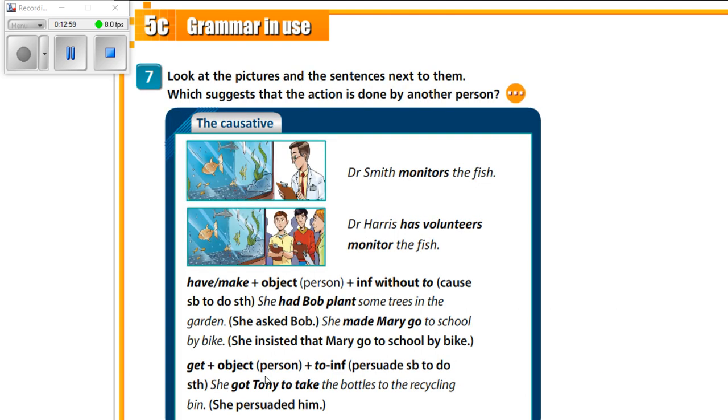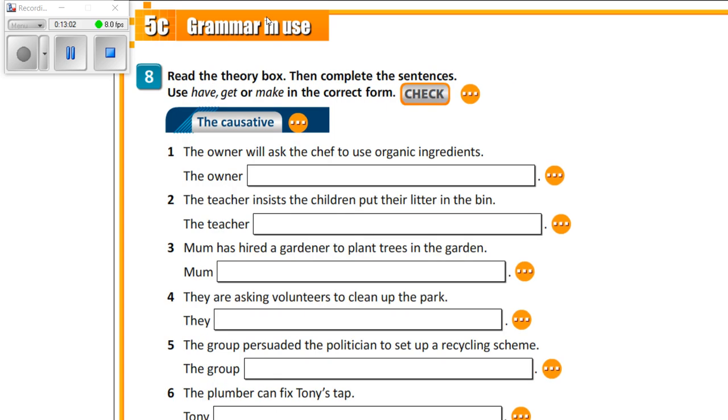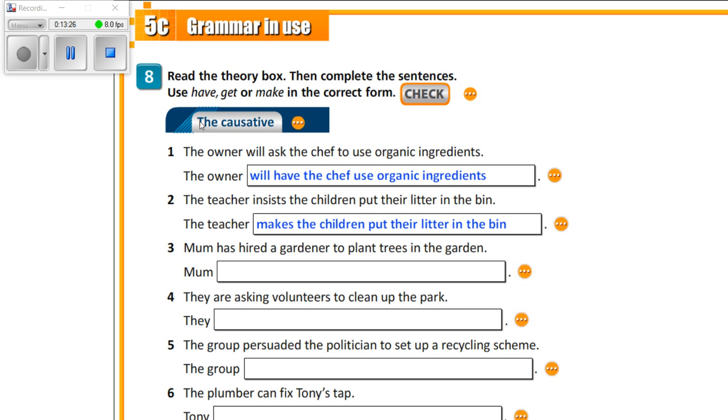Okay, to be clear for you, we go for an exercise for this one. We have to put have, get, or make in the correct form. The owner will ask the chef to use organic ingredients. The owner will have the chef use organic ingredients. The teacher insists that children put the letter in the bin, so it will be the teacher makes the children put their letter in the bin, because here we have "insist". Mom has hired a gardener to plant trees in the garden, so Mom has had a gardener plant trees in her garden.